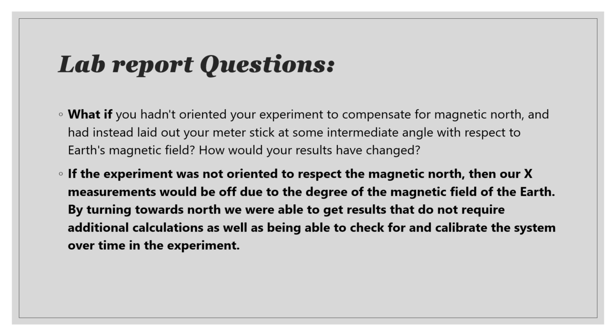And so, lab report questions. What if you haven't oriented the experiment to compensate for magnetic north, and instead laid out the meter stick at some intermediate angle with respect to the Earth's magnetic field? If the experiment was not oriented with respect to magnetic north, then our x measurements would be off due to the Earth's magnetic field. By turning it towards north, we're able to get results that do not require additional calculations, as well as being able to check and calibrate the system over time in the experiment.